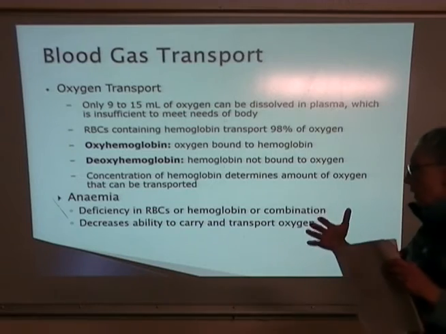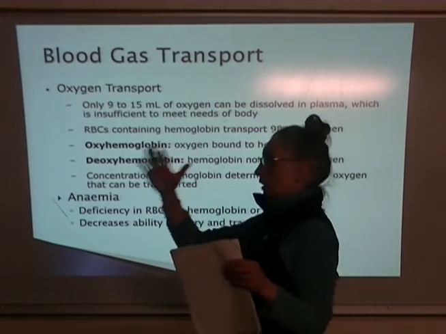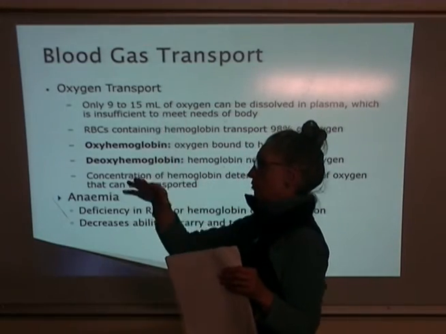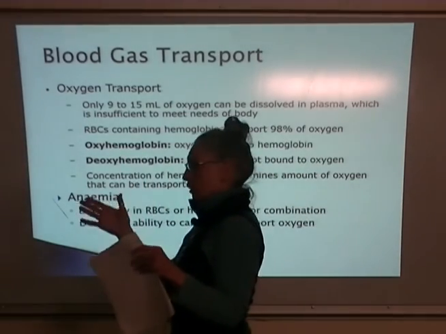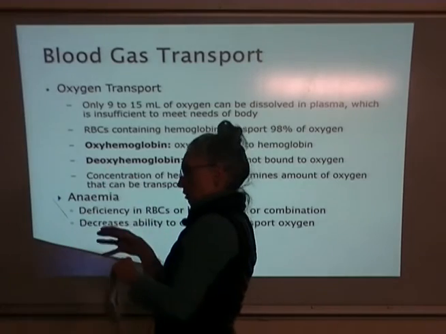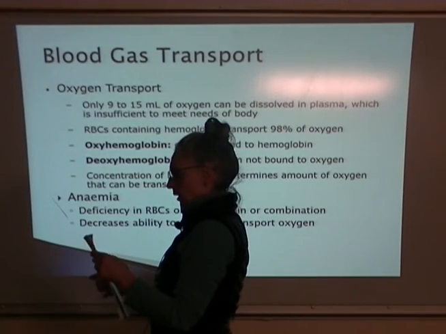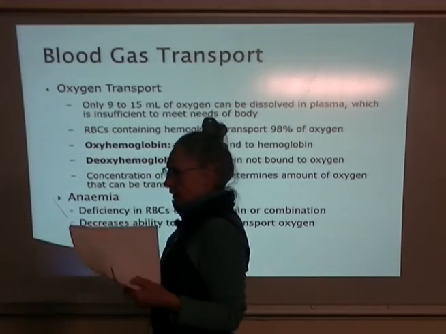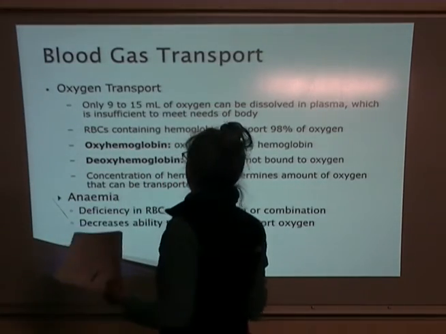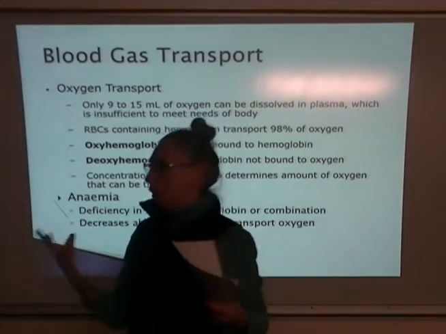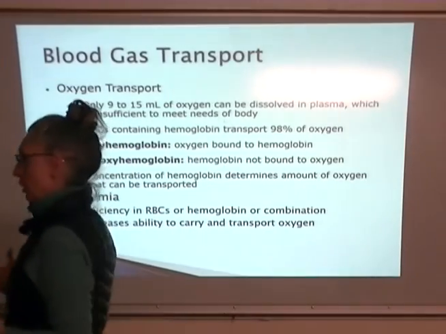All right, so we have our pressure gradient. We've moved oxygen from the alveoli across the respiratory membrane into the bloodstream. Okay. Now we have to get it around to the tissue. Right? So that happens mostly because it's carried on hemoglobin.